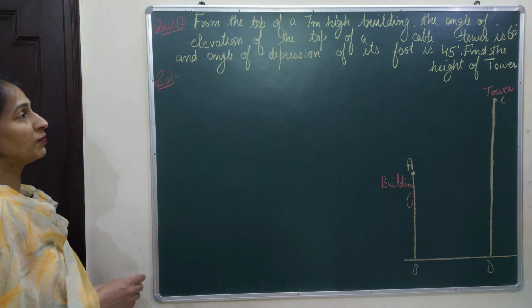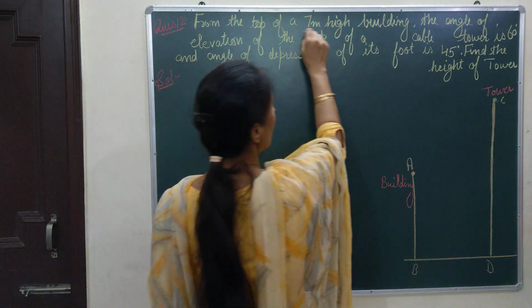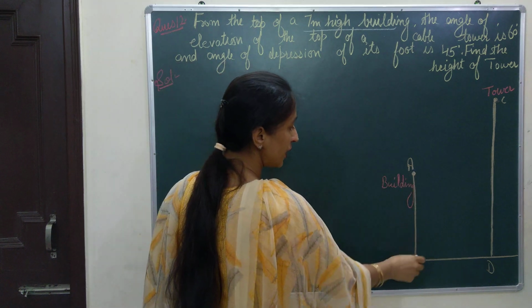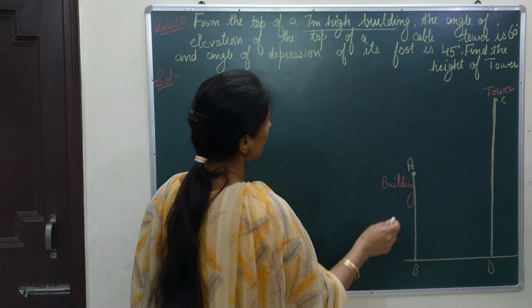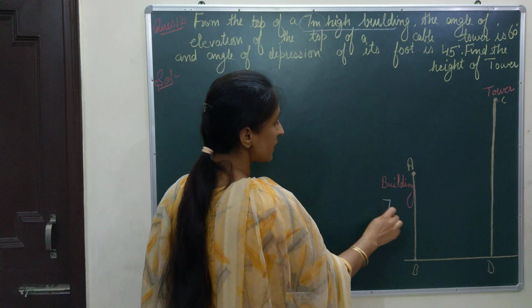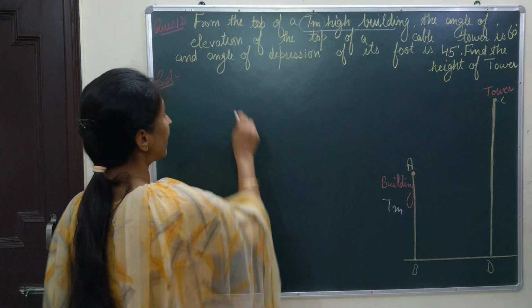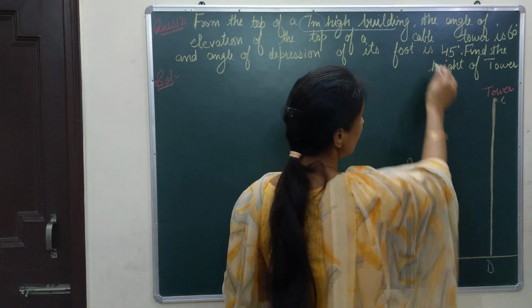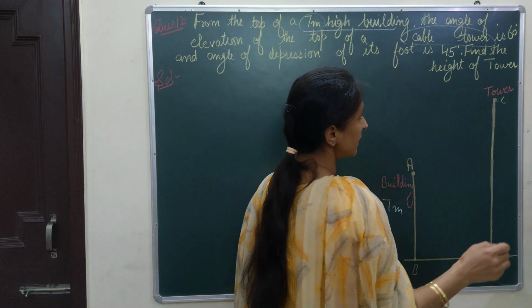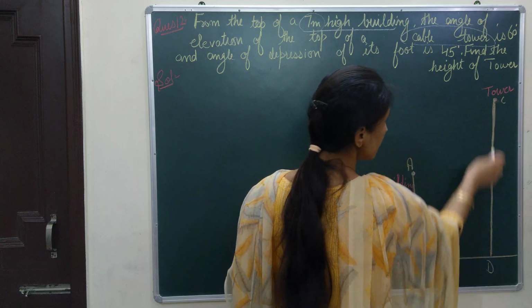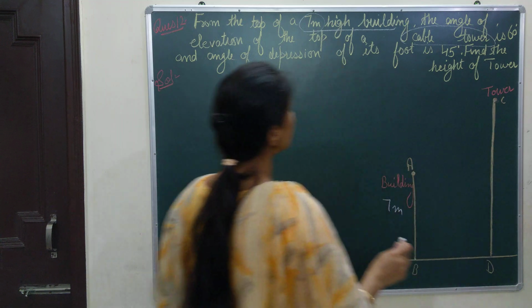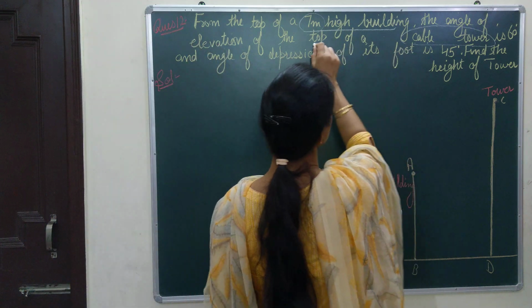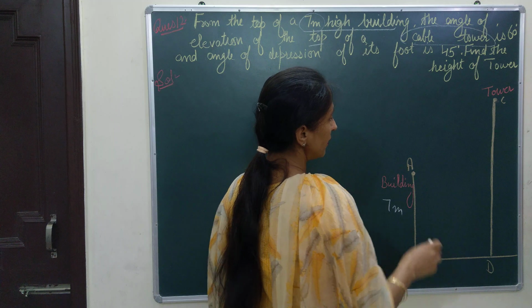Question number 12. From the top of a 7-meter high building, you are given one building. I have drawn AB here as the building and you are given that it is 7 meters high. The second thing they are talking about is a cable tower. Here CD represents a tower.